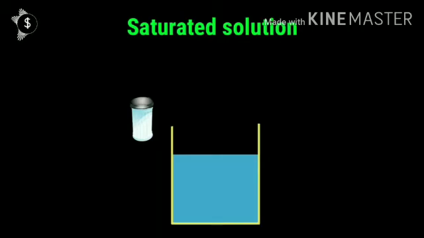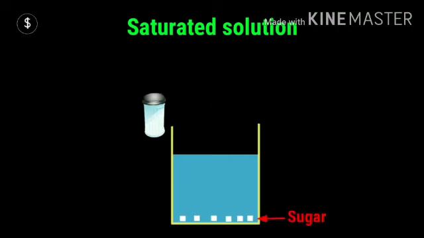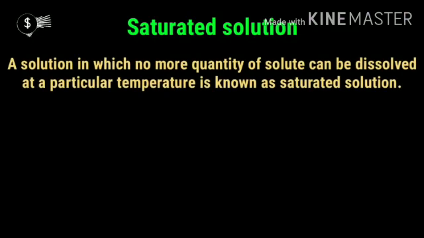Now, saturated solution. Suppose you add more sugar and it is dissolved, and then some more sugar, it is also dissolved, but after a time sugar is not dissolved in it. So this condition is called saturated solution. Now the solution has come to saturation, and this point is called saturation.